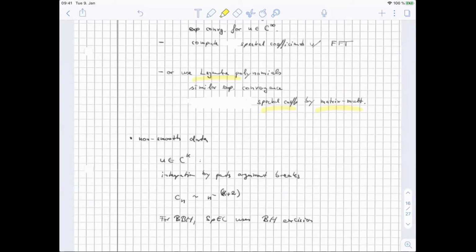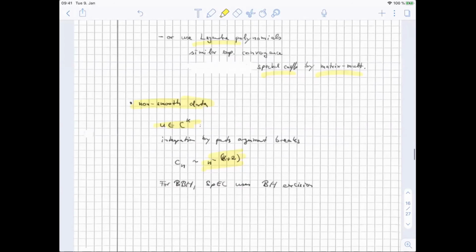One downside of the spectral methods is when your data becomes non-smooth. If your function u is only C^k, then the integration by parts argument breaks at some point because boundary terms are going to be left over. And that then limits the convergence of your coefficients to being algebraic rather than exponential. This would, for instance, happen at the center of black holes in the moving puncture approach. And that is one of the reasons why, for binary black holes, SpEC actually uses black hole excision.